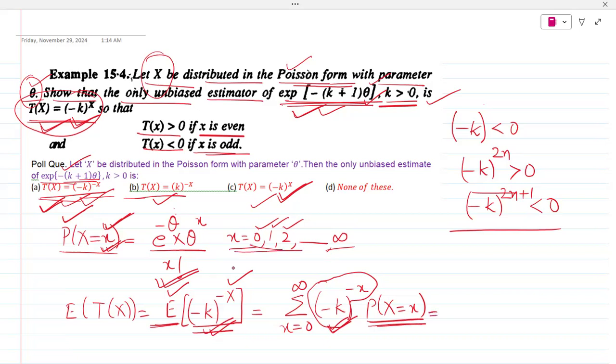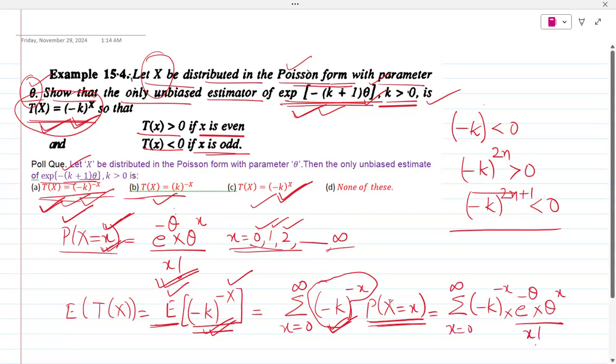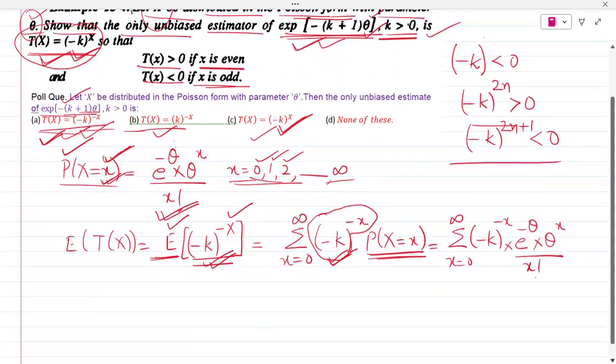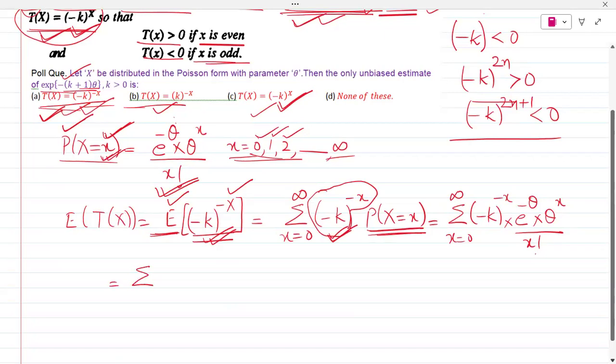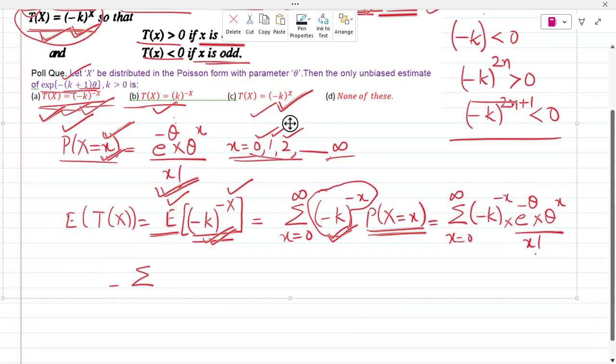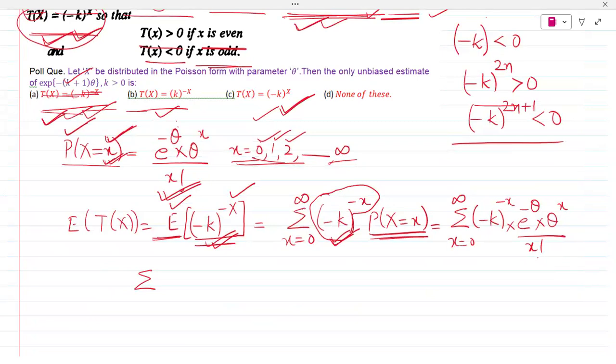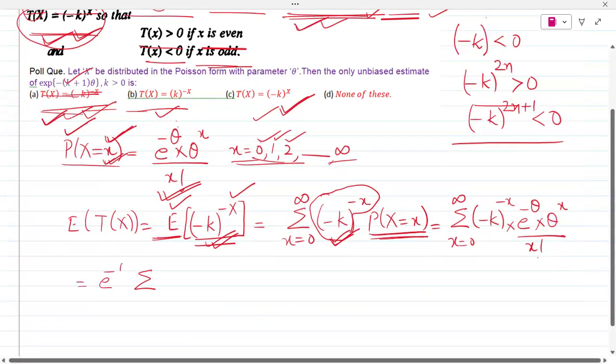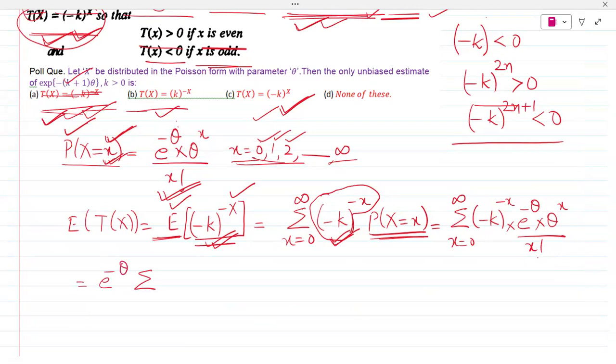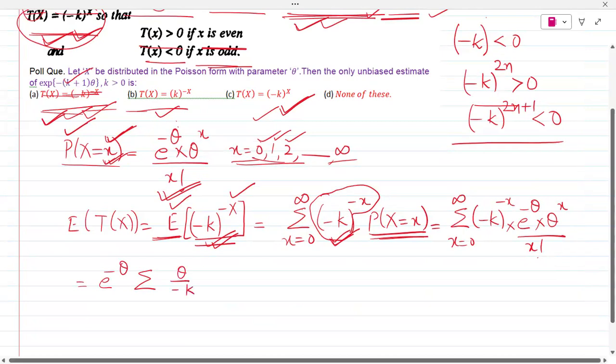So now here it is (-k)^(-x), e^(-theta), theta^x, multiplied and divided by x factorial, with x from 0 to infinity. So this is e^(-theta) and theta upon (-k), raised to x, over x factorial.